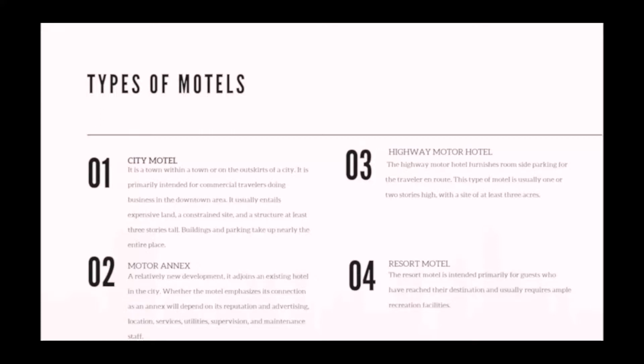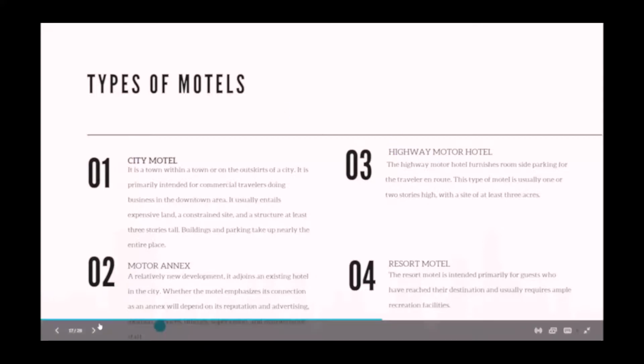Number 4, resort motel is intended primarily for guests who have reached their destination and usually requires ample recreation facilities. So of course, if you are traveling to Boracay and you are not broke, usually you go to a resort motel. It's for those guests who have reached their destination. Ibig sabihin, doon na sila nag-stay for vacation. That's why they have to provide ample space for recreation facilities.